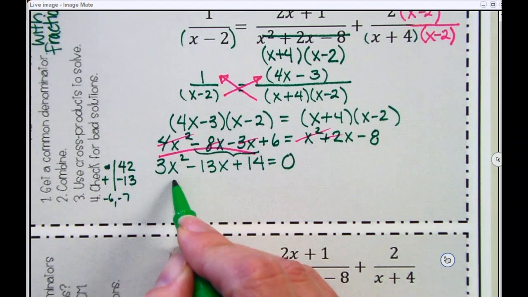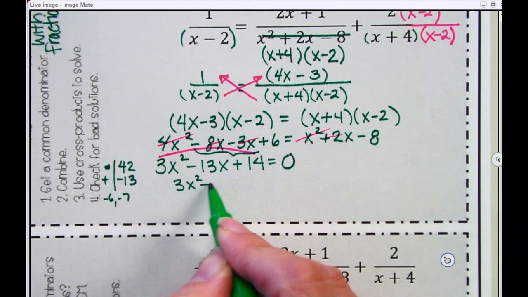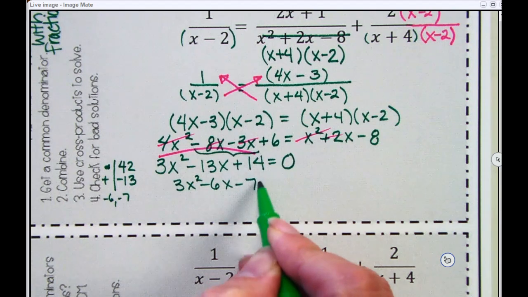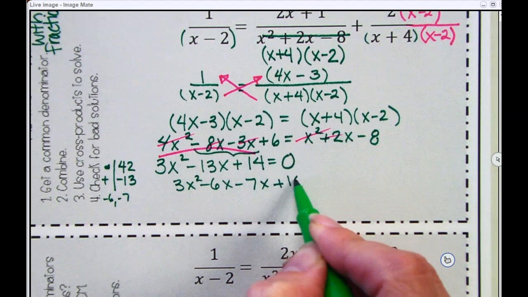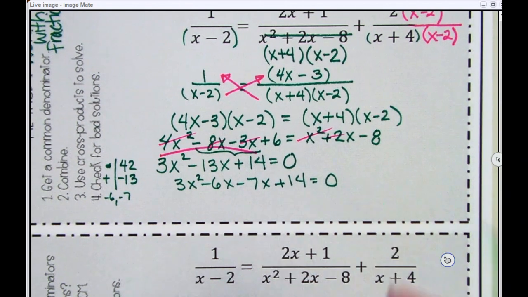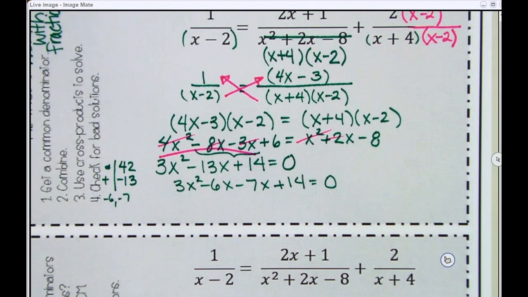So I'll rewrite this. 3x squared minus 6x minus 7x. Did you ever think there was going to be one problem that used like every algebra tool that you've learned over the years? Huh, here it is, right? Split it down the middle.